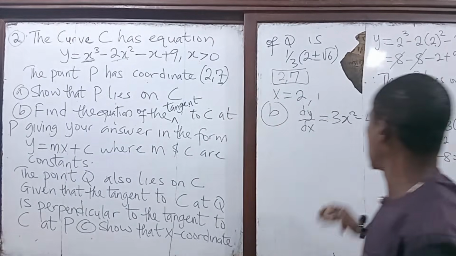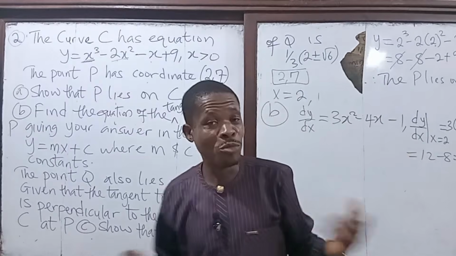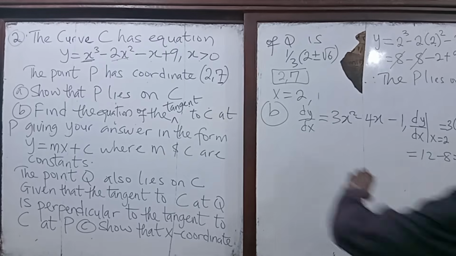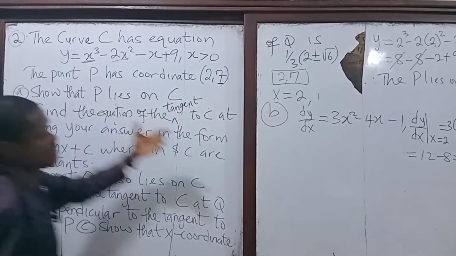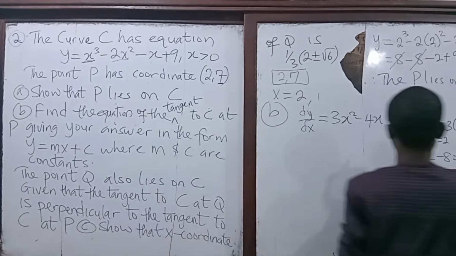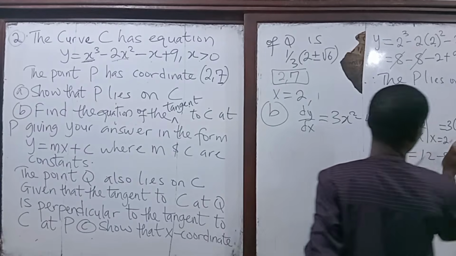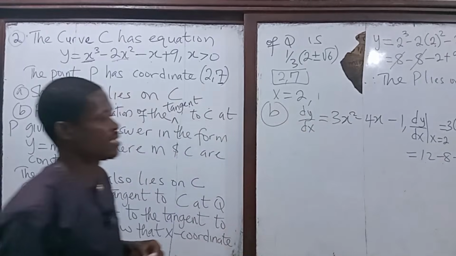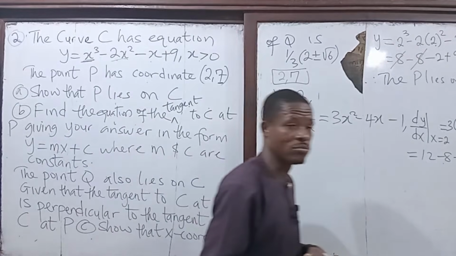Okay, let's continue. We've gotten the slope, the gradient. This is not a movie. Take your journal, take your writing material, and follow along with me. When you differentiate, we have this. I skipped the minus 1 here. So that will be 12 minus 8 minus 1, and that's 3. That's the gradient. That's why I say you should follow along with me.